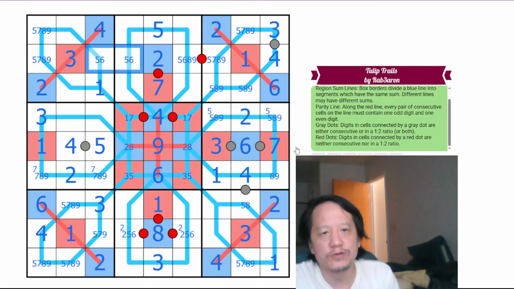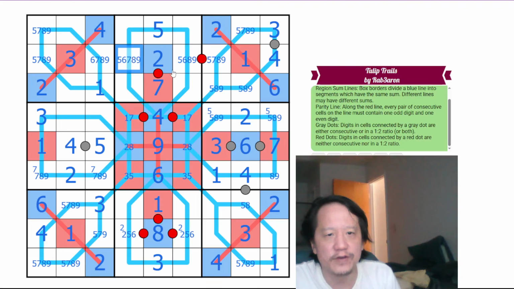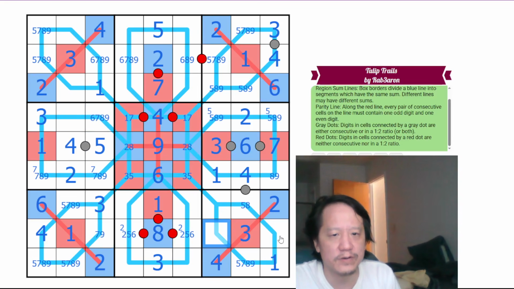Remaining digits of row 2: 5, 6, 7, 8, and 9. No 5 here, no 5 here, no 5 here. Leaves us 6, 7, 8, 9. 5 eliminates 5 there. Where is 6 in column 7? Cannot be here because of the 6 in the boxes. Can't be here because of the 6 in the row, so 6 has to be there, which leaves this as a 2, 5 pair.